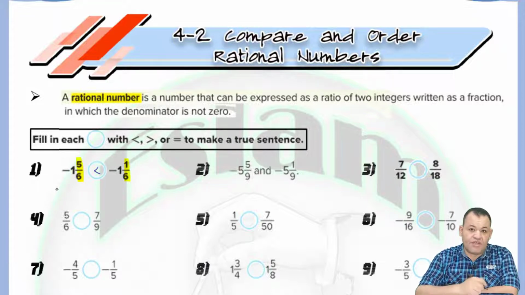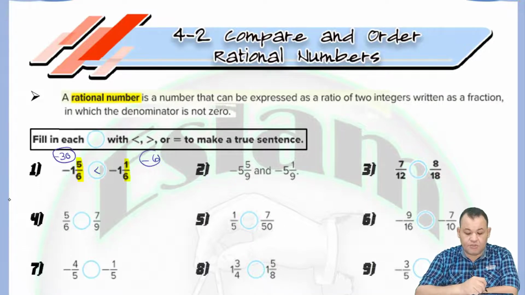Or we can compare with another method. The whole numbers are the same, so we can start from down then going up. 6 multiplied by negative 1 equals negative 6. 6 multiplied by negative 5 equals negative 30. You will find that negative 6 is greater than negative 30. So negative 1 and 1 over 6 is greater than negative 1 and 5 over 6.